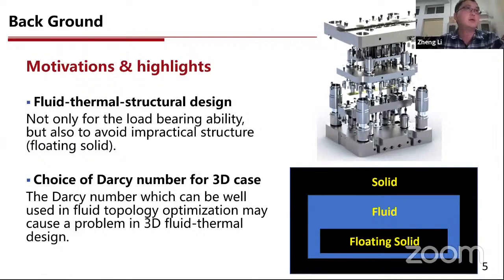In some applications, the cooling device is expected to have some load-bearing ability, such as in injection molding. It needs enough stiffness to resist the clamping force. Furthermore, considering the mechanical behavior in topology optimization can avoid some unrealistic designs. For example, if you only consider cooling performance, you may get solid regions floating in the fluid, which is obviously improper. In addition, we also observed some interesting results in our tests, which imply that the choice of density numbers should be more careful in the fluid-thermal problem than in the pure fluid problem.